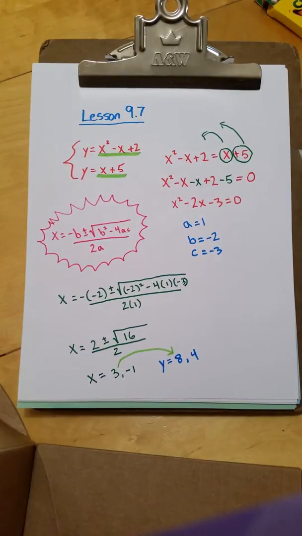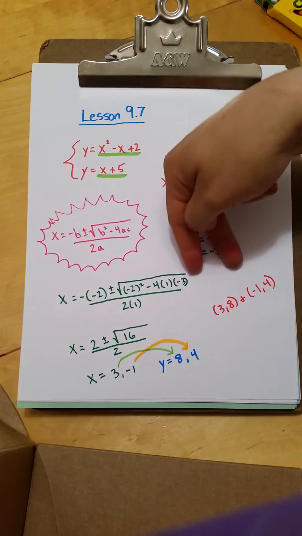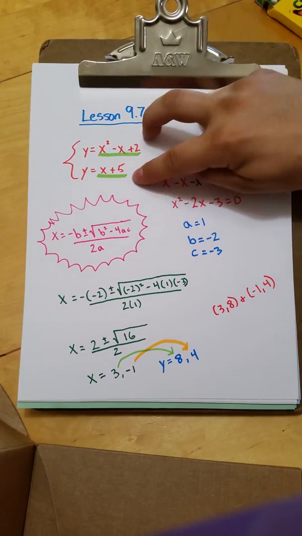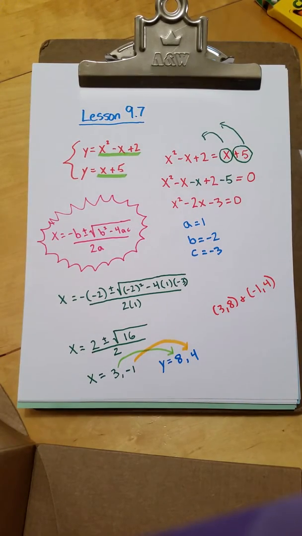So one coordinate point is 3, 8. The other coordinate point is negative 1, 4. And these are our two answers. These are the 2 points that our line and our parabola are going to intersect.